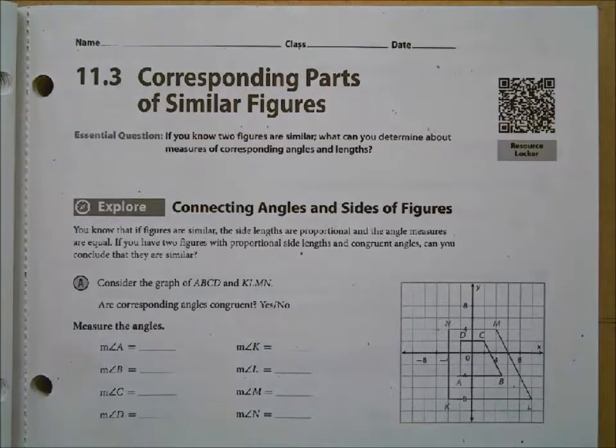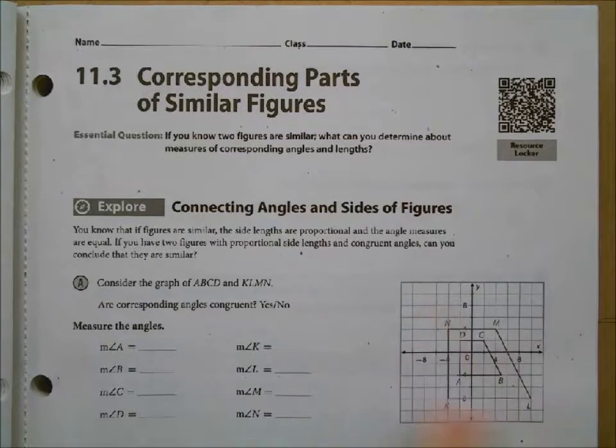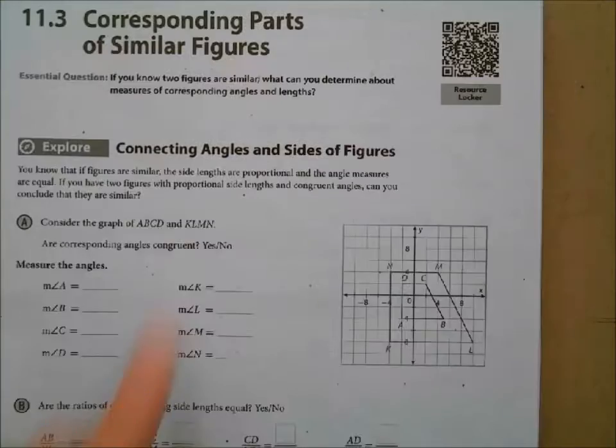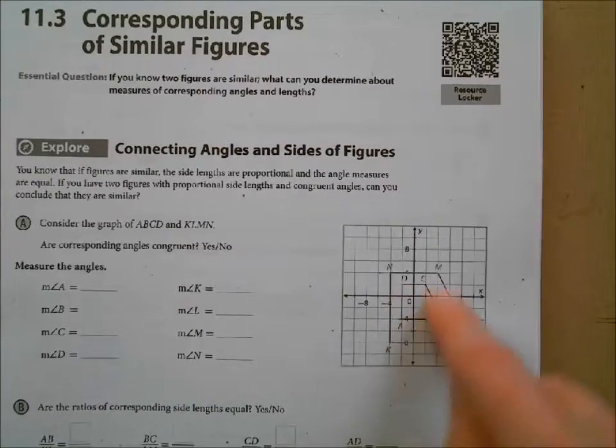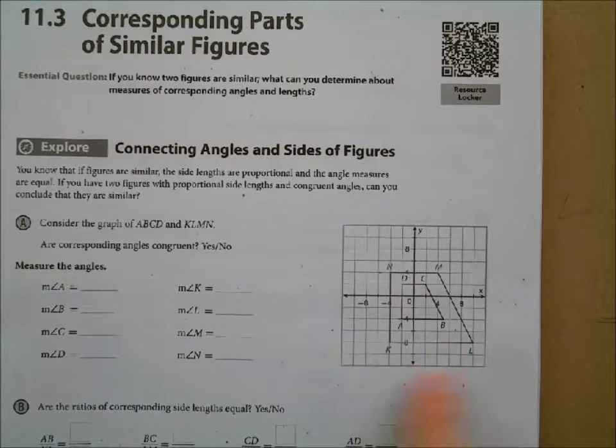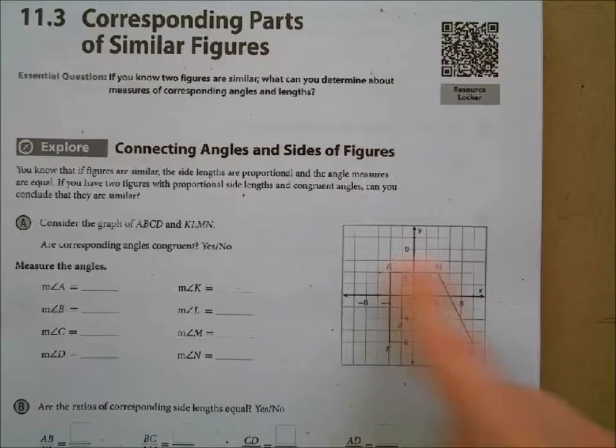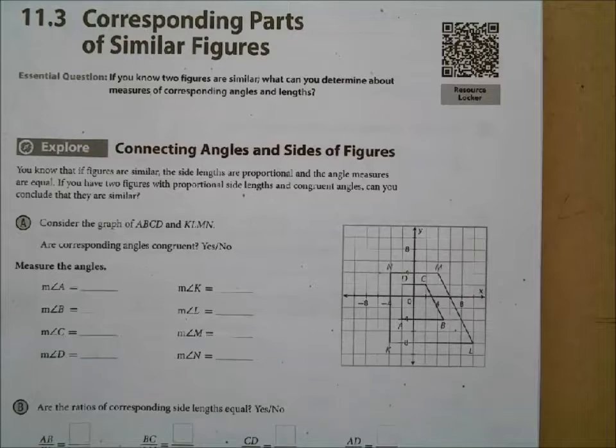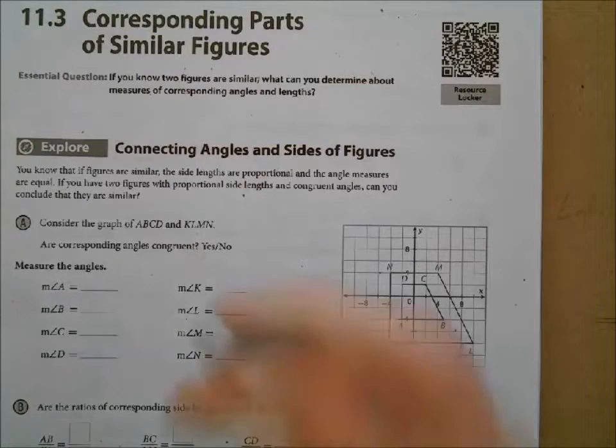Okay, so if we look here, consider the graph of ABCD and KLMN. There you can see ABCD, the darker quadrilateral, and then KLMN, the slightly lighter quadrilateral. Does it look like the corresponding angles are congruent here? Yeah, it does. It does look like they're congruent.